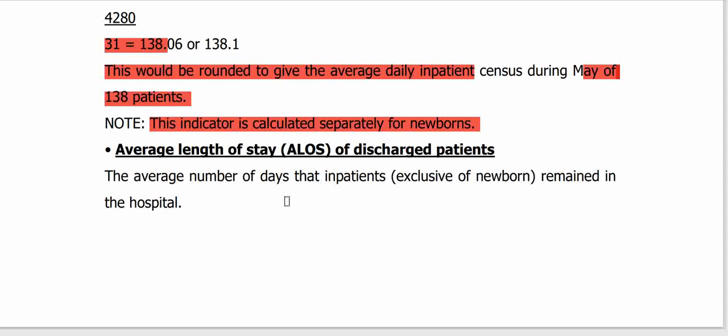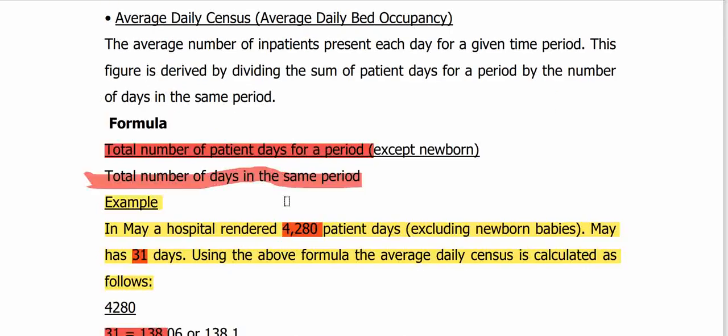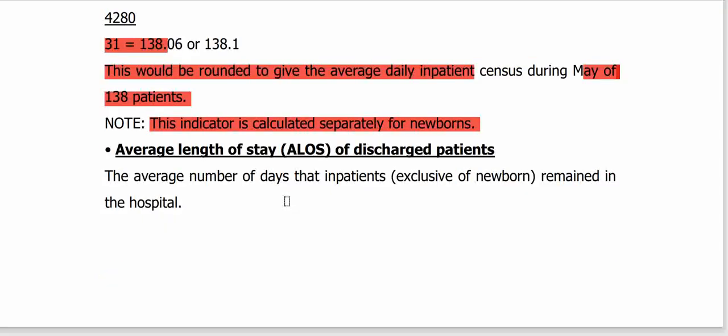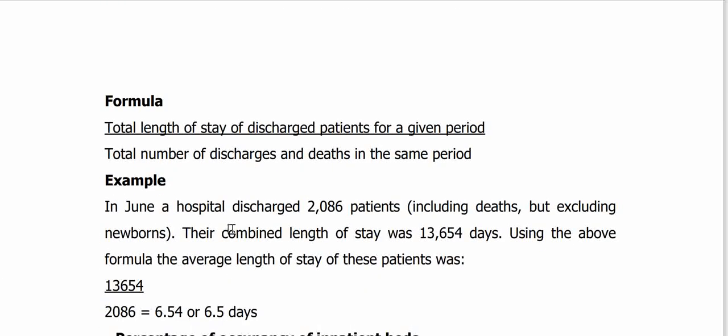All right, so still under hospital utilization, we have the average length of stay, which is ALOS, of discharged patients. We are calculating how long those patients stayed in the hospital after they have been discharged. Now, the average number of days that inpatients stayed, exclusive of newborn, I still repeat, exclusive of newborn, okay? So this is the formula, all right?